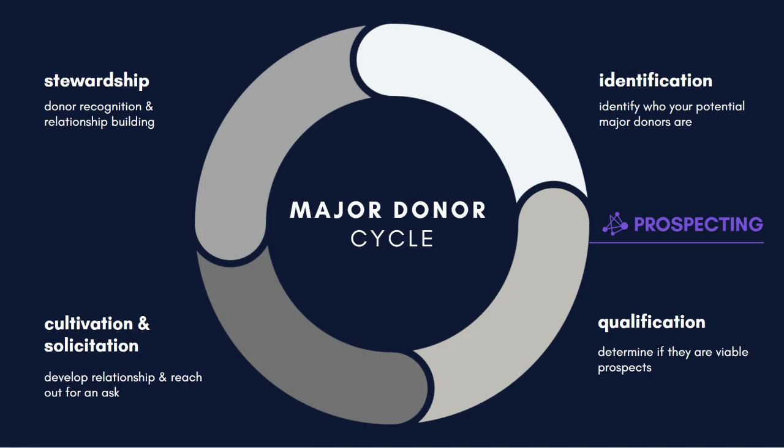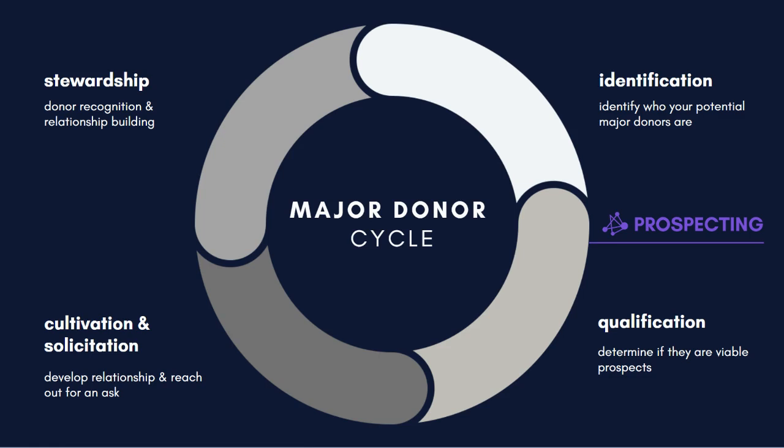Exploring major donors a step further, let's look at the major donor cycle. In the top right is the first stage of the cycle, identification. This is when you identify potential major donors within your donor base. The next stage is qualification. This is when you determine how viable those prospects are.